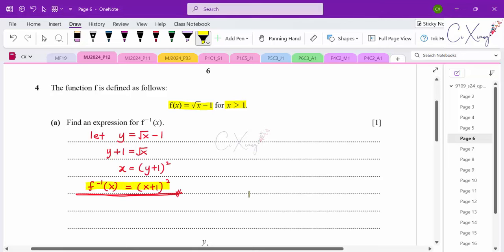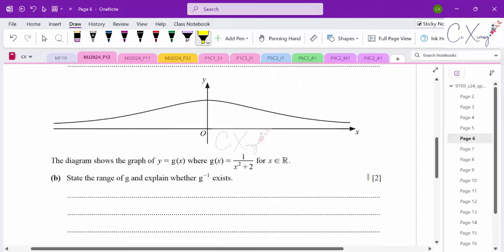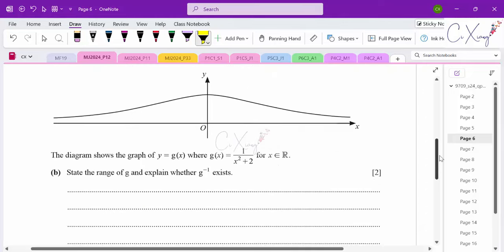Let's continue further to part B. For part B, we are given a diagram and they are telling us that this is the graph for g(x). And g(x) is 1 over x squared plus 2, from negative to positive infinity. State the range of g and explain whether g inverse exists or not.